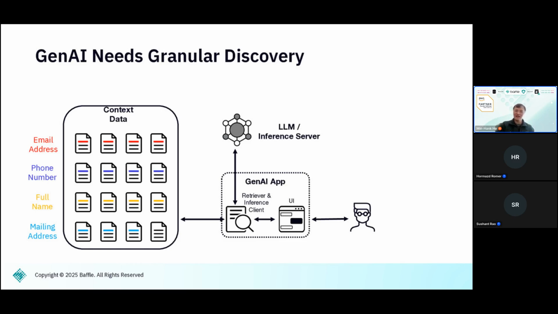Now, your data set is going to contain all sorts of things, and likely PII, such as email address, phone number, full name, and mailing address. These are all things that might be input into your RAG application.